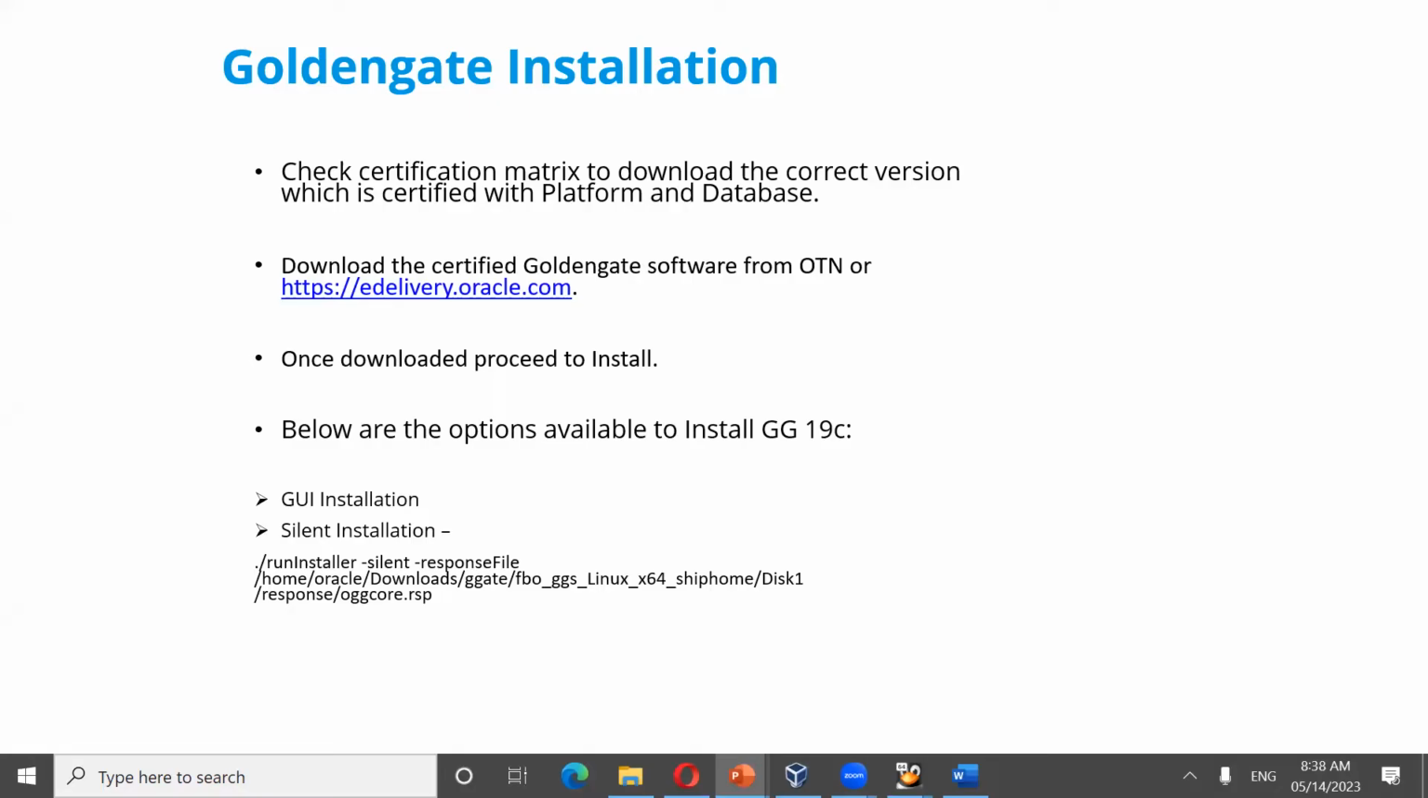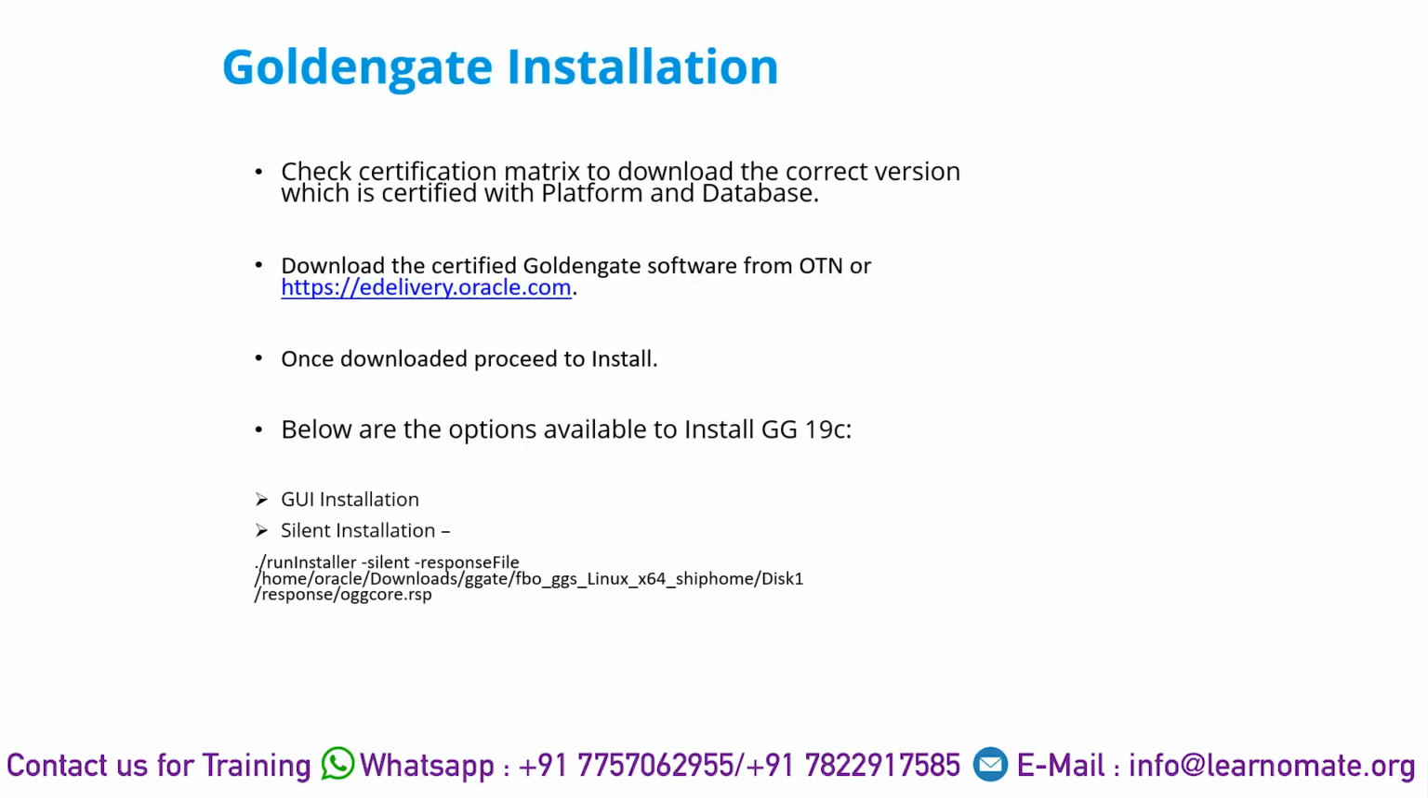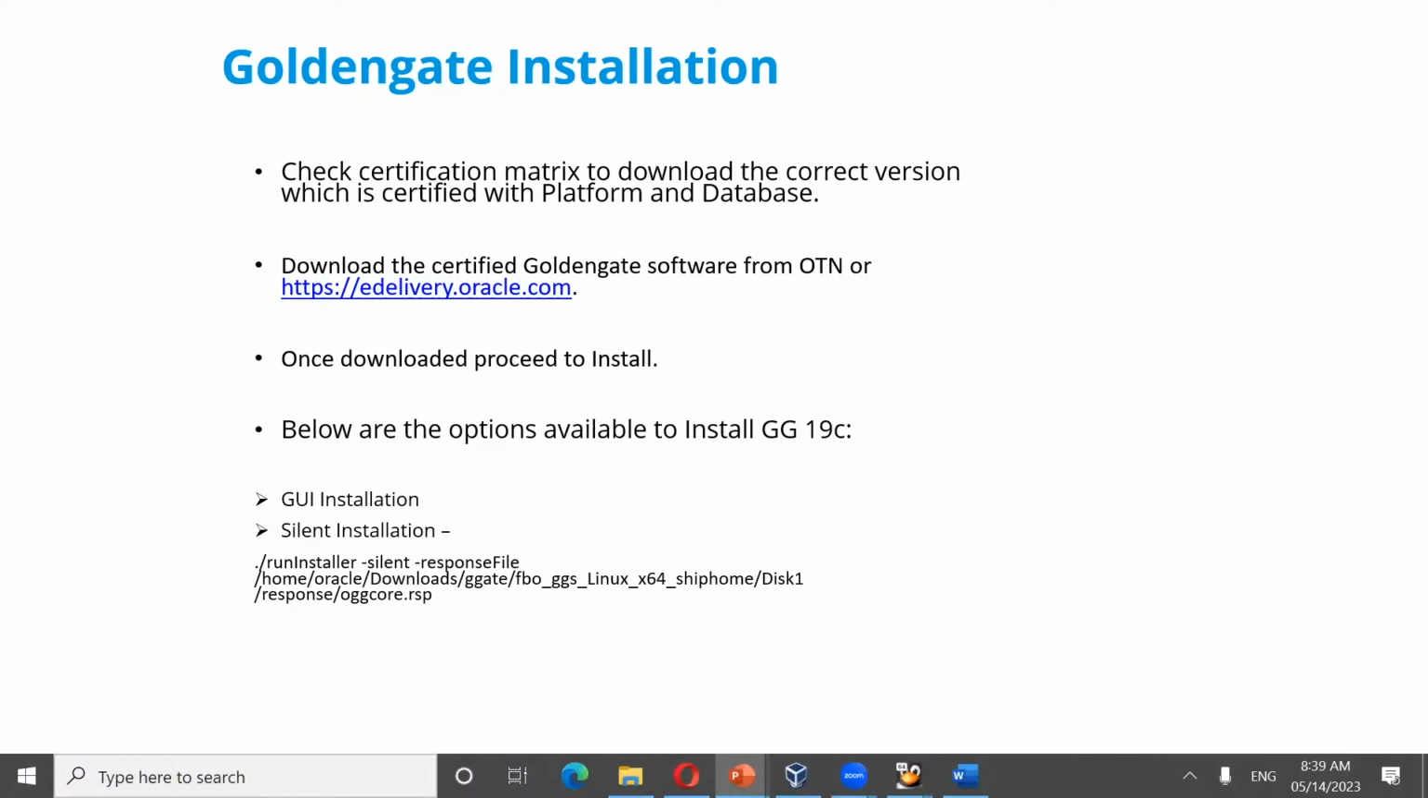Once you check the certification matrix, download the certified Golden Gate version either from OTN if it's available there. Otherwise, check edelivery.oracle.com for the version you want to download. Once you have downloaded, you can proceed to install, either silent installation or GUI installation. If you cannot do GUI installation, then go with silent. So let us now proceed with checking the certification matrix.